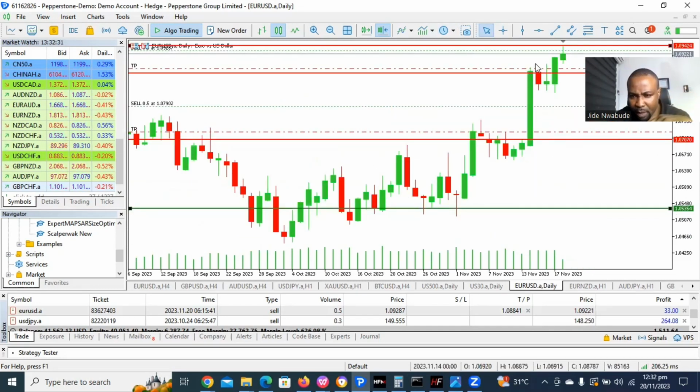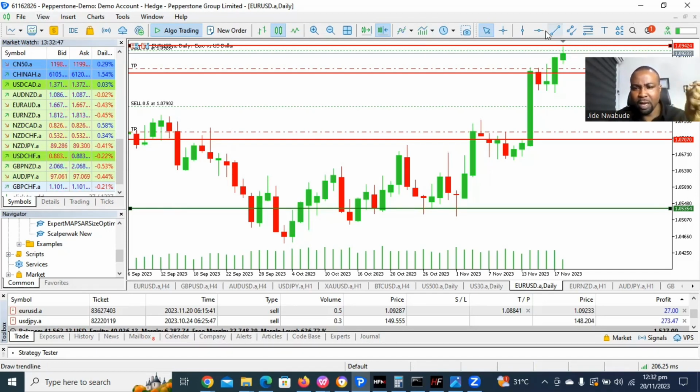Now look at it. As soon as price went up, it touched my resistance. What happened? Price started dropping. Why is price dropping as soon as it hits my resistance? Because it recognizes that zone as a strong resistance. So price is doing a pullback from that resistance.